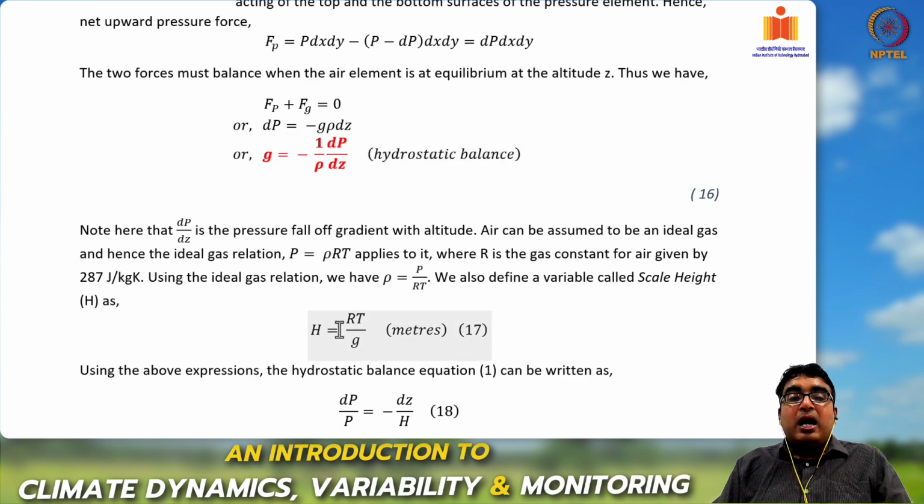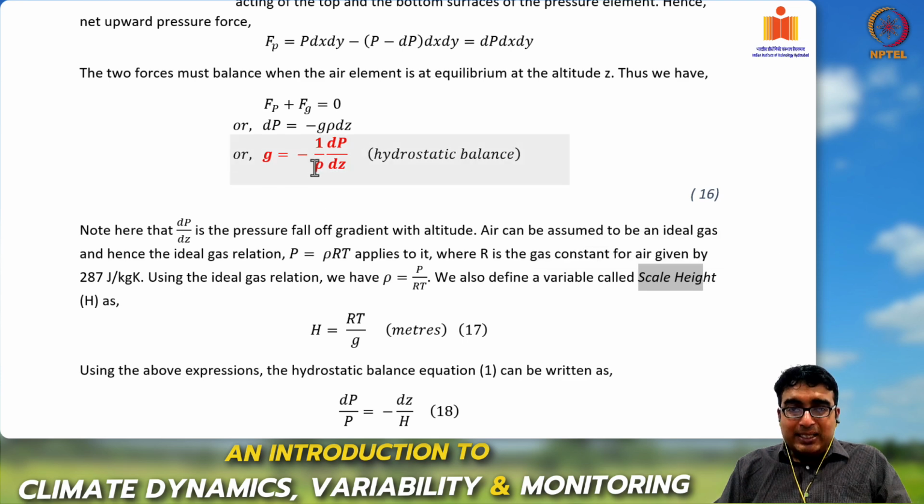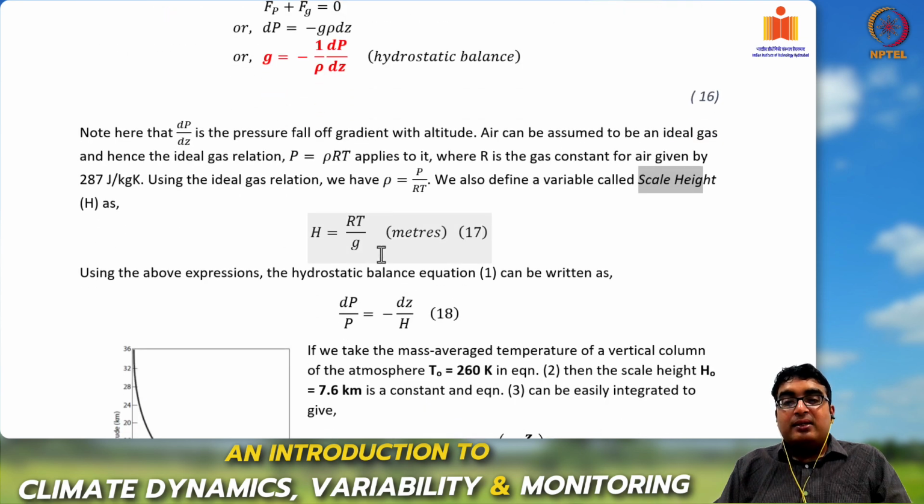Now if we put RT by G on one side and call this the scale height h, so this rho is RT by P, so 1 by rho here becomes RT by P. So on one side we put dP by P and everything else on this side, and we write the variable RT by G as the scale height h because its units are in meters. Okay. So this you can evaluate yourself.